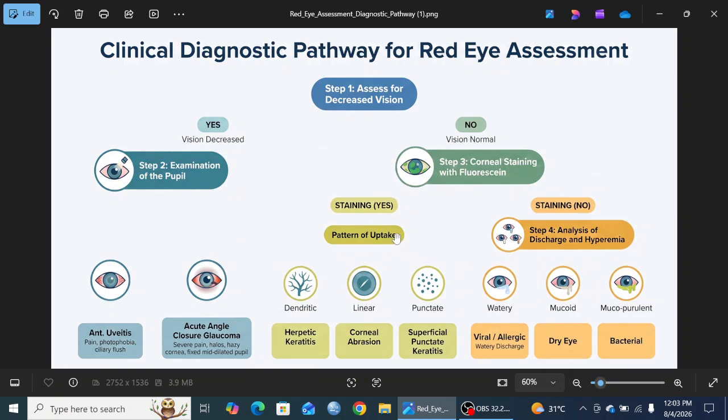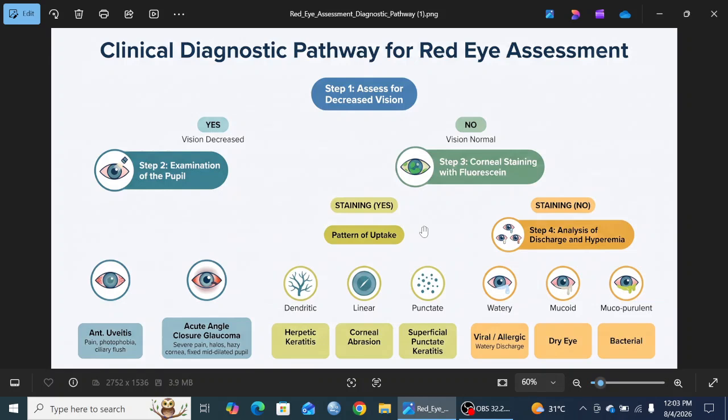Today we are going to discuss one of the most common yet one of the most confusing presentations in ophthalmology, and that is red eye. Now let me ask you a simple question. Imagine you are working in the emergency department and a patient walks in and says, "My eye has become red since morning." What would be your first thought?